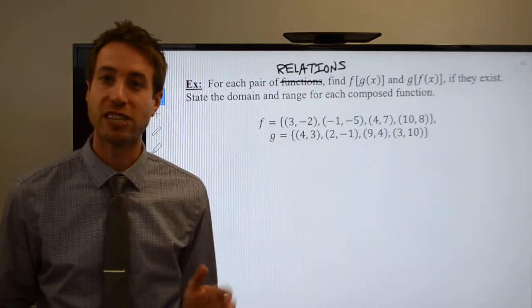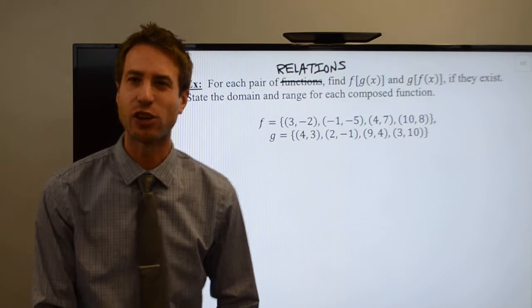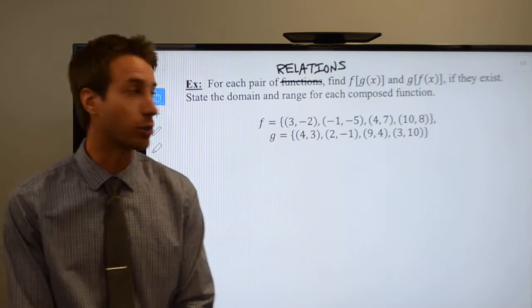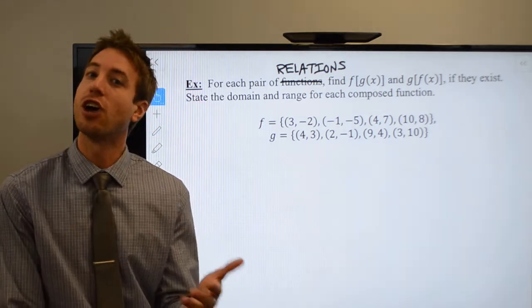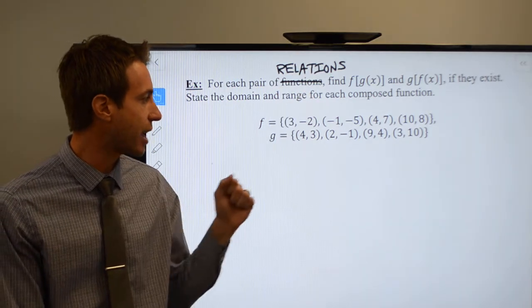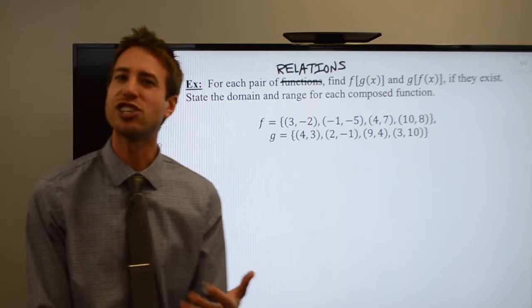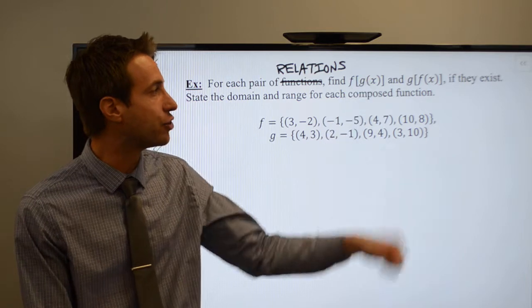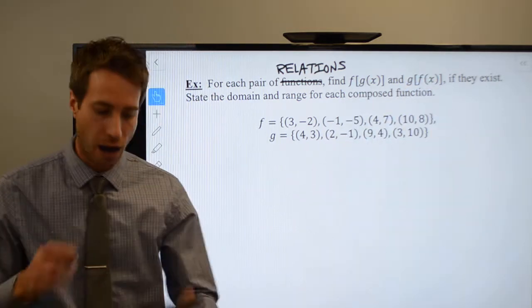Alright guys, welcome to this page of the notes. What we're doing is taking a look at some of the different types of problems I can give you when asking you to do composite functions, and in this case not even composite functions but composite relations. I've given you the relation f and the relation g, which is just a set of ordered pairs. Let's run through these, finding f of g of x and then g of f of x.